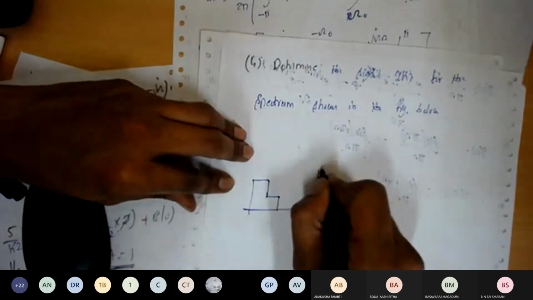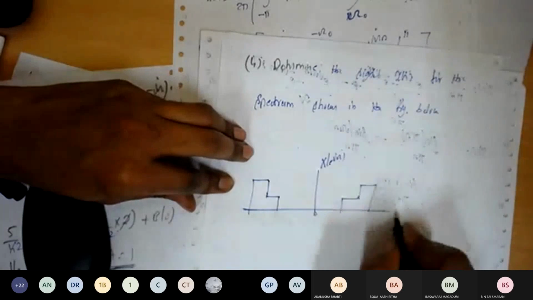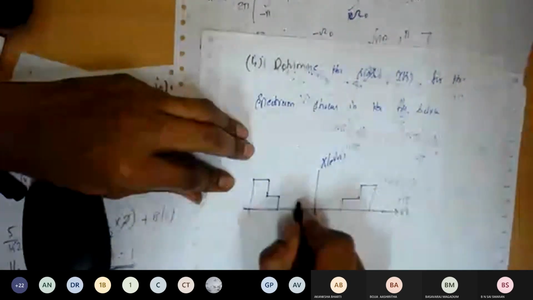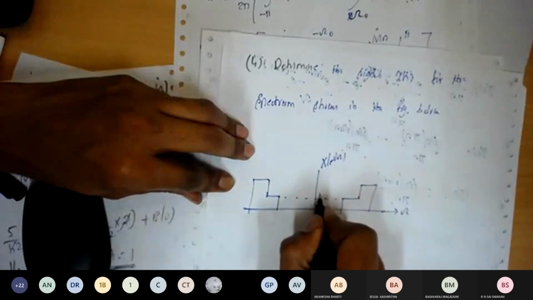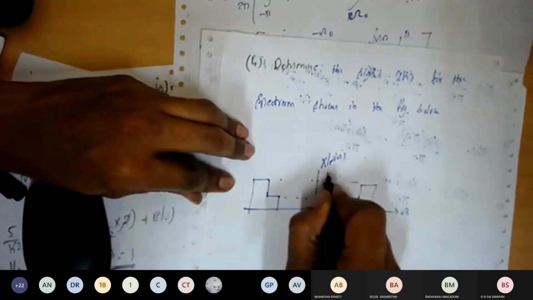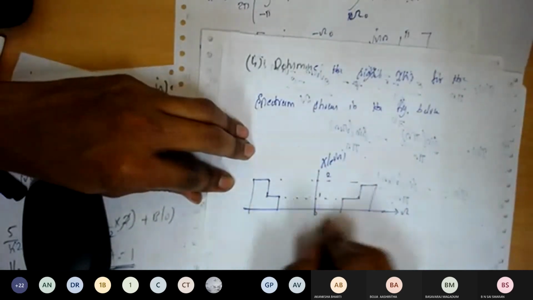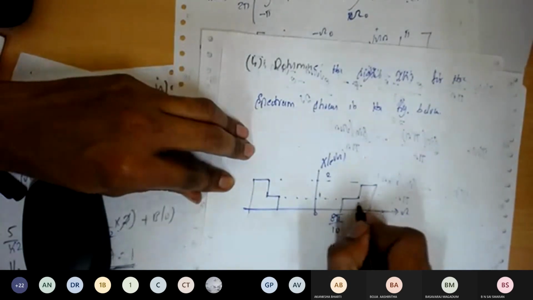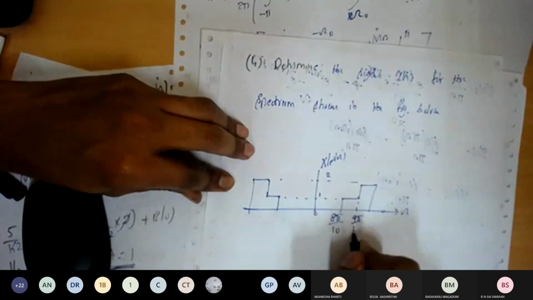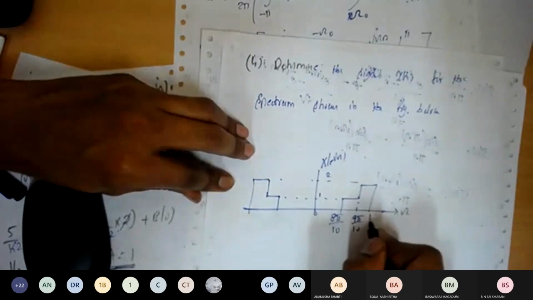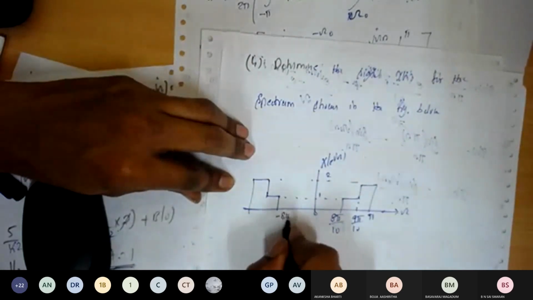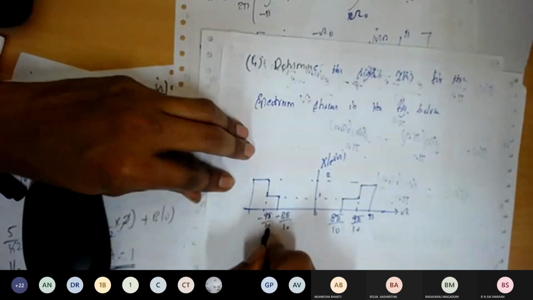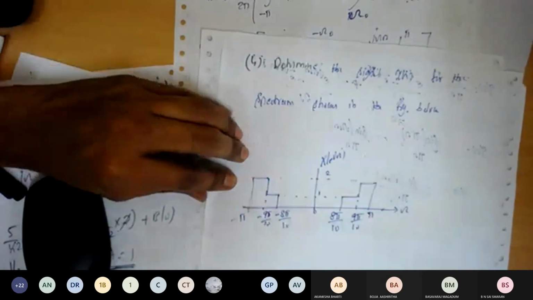So this is X of e to the power of j omega. This is the omega axis. This value is equal to 1, and this value is equal to 2. This is from 8 pi by 10, this is 9 pi by 10, and this is pi. Similarly, minus 8 pi by 10, minus 9 pi by 10, and minus pi.